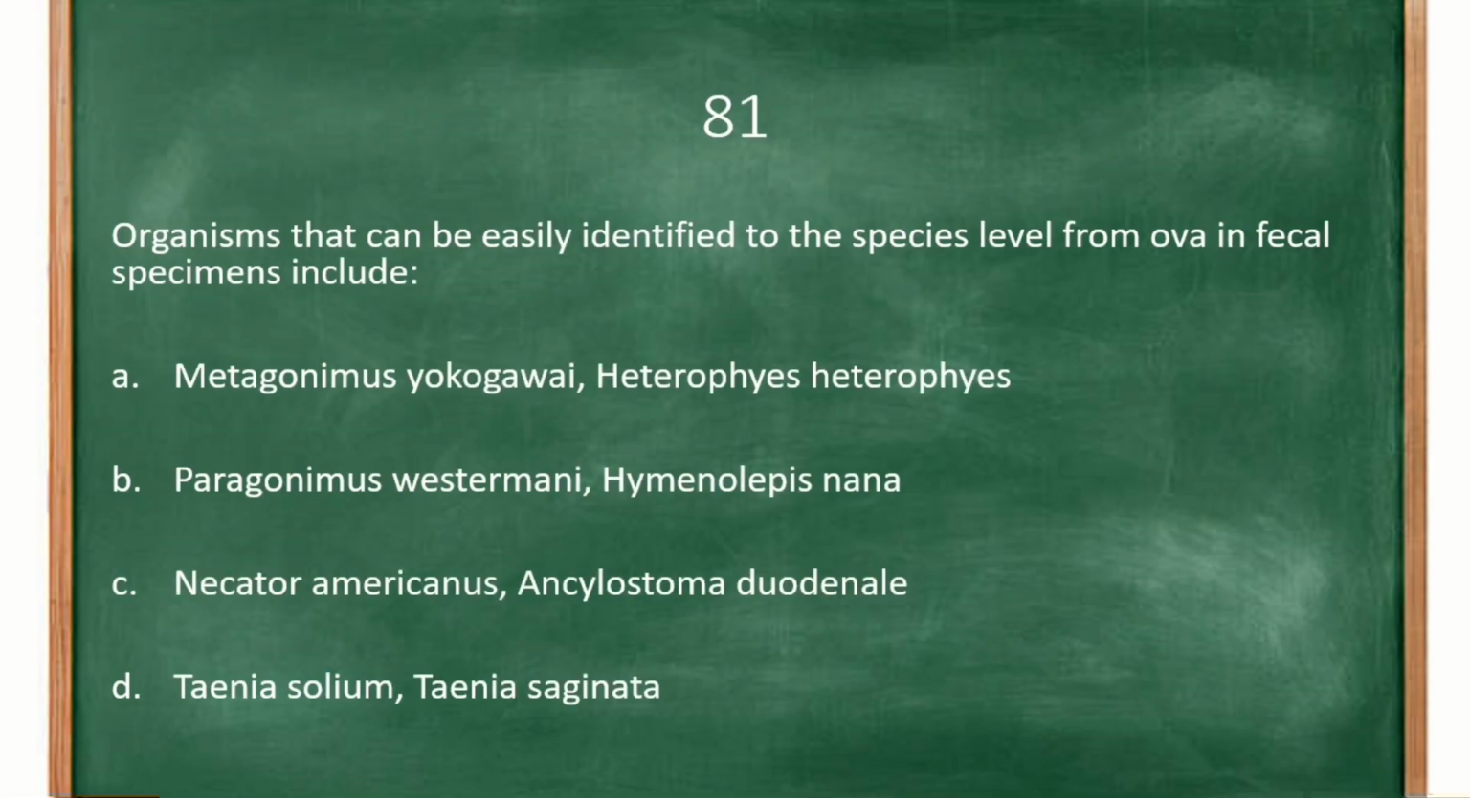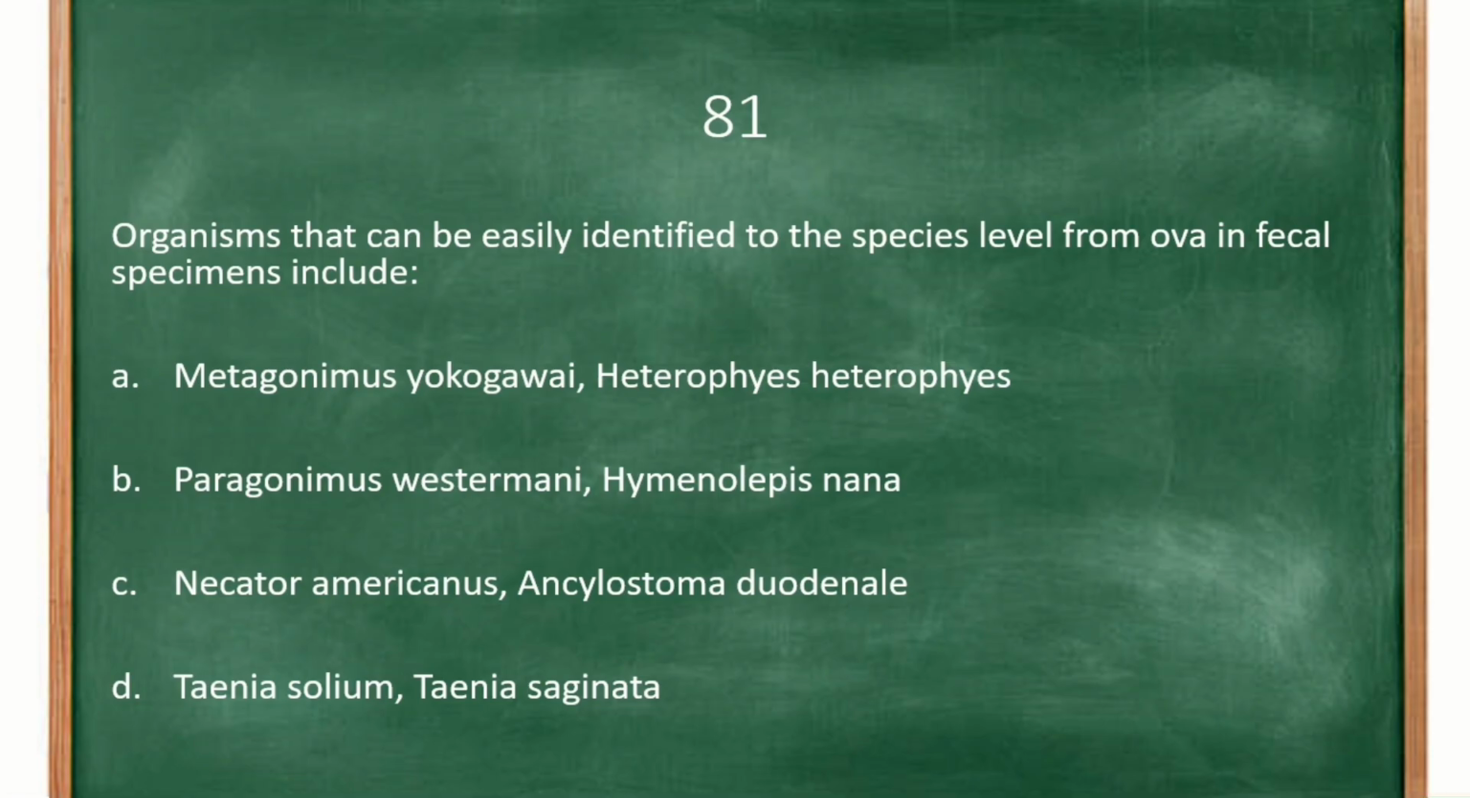Then question 81. Organisms that can be easily identified to the species level from the ova in fecal specimen include A. Metagonimus yokogawai.